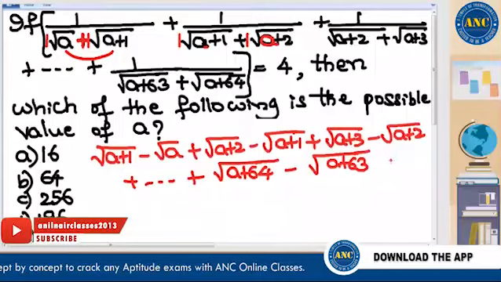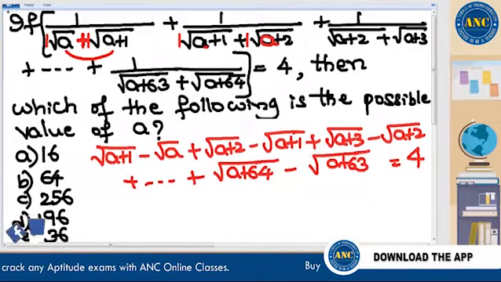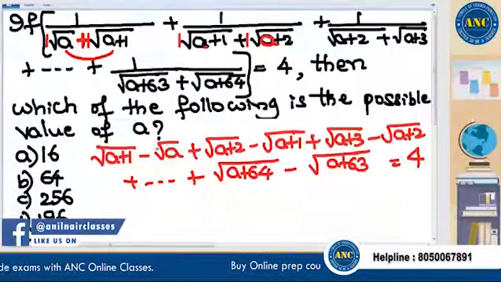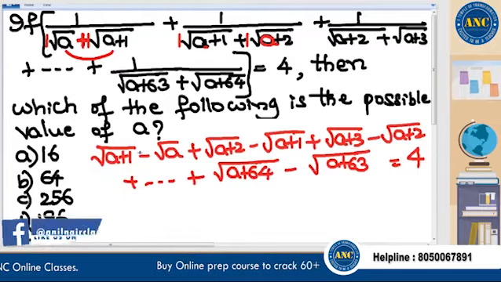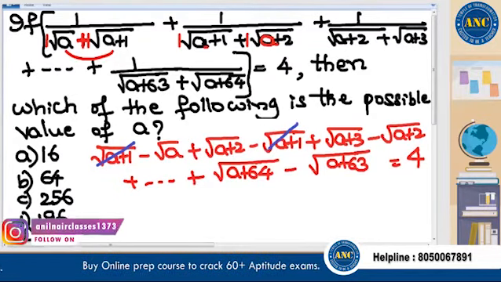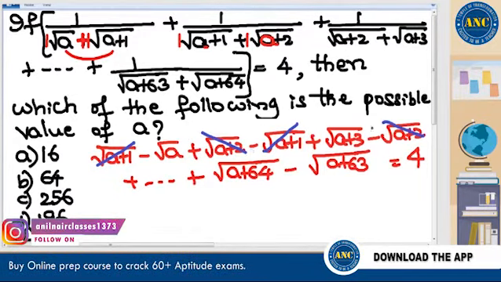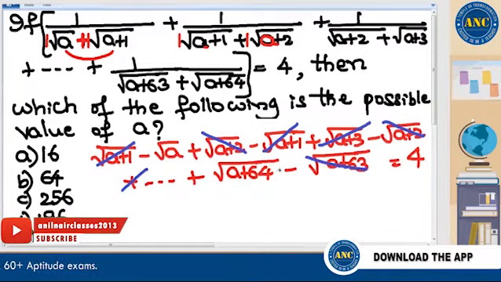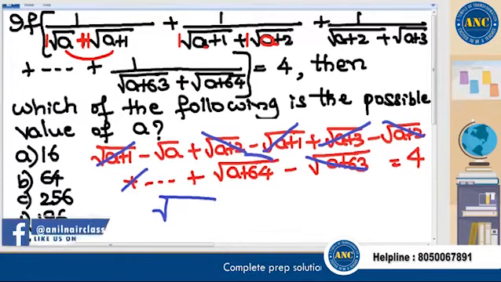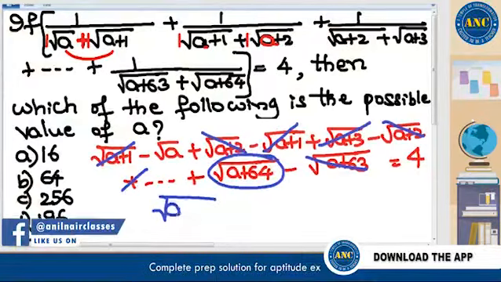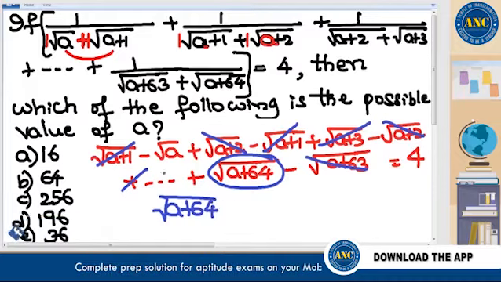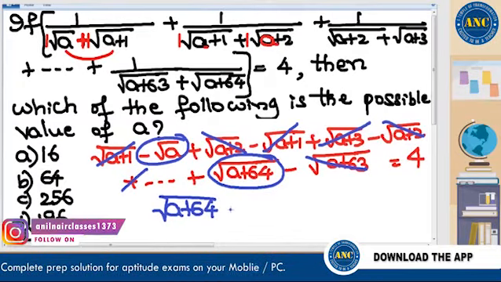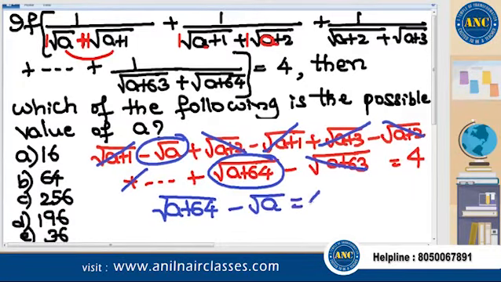Now, this entire value is given as 4 in the question. If I simplify further, this will cancel. Which all will cancel? Root of a plus 1, root of a plus 1 will cancel. Root a plus 3 will cancel. Root a plus 63 minus root a plus 63 will cancel. You will be left with only two terms. One is this particular term, root of a plus 64 minus root a, and the right hand side 4 is left out.